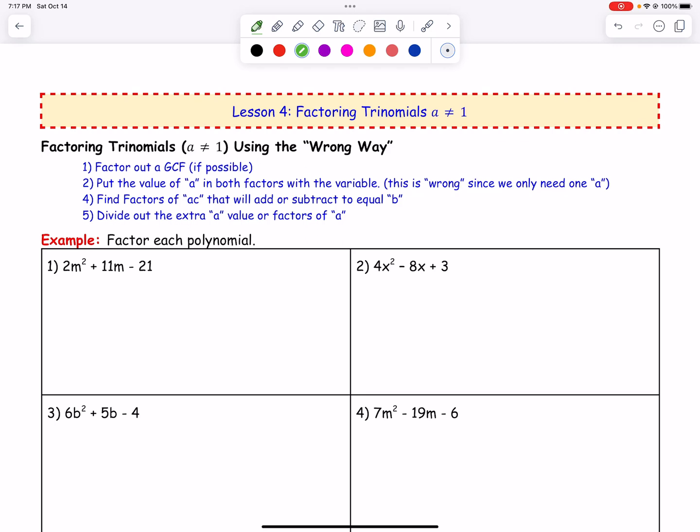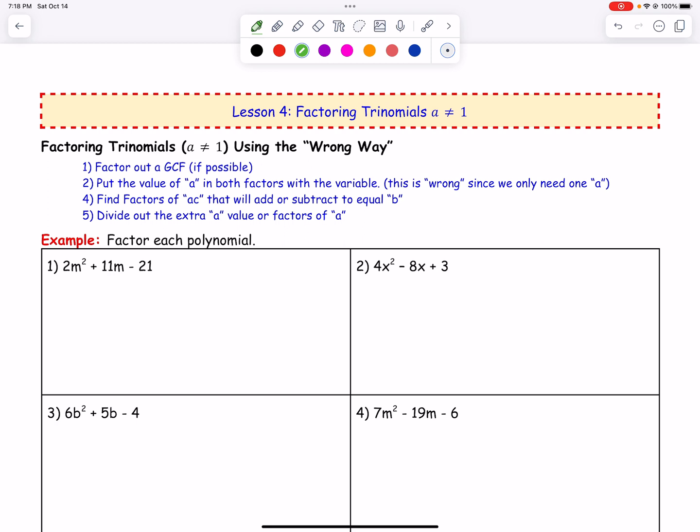In this video, we're going to factor trinomials where a is not equal to 1, and we're going to use something we call wrong way factoring. First, we're always going to look for greatest common factor, and then we're going to put the value of a in both of our factors with the variable. And this is something that is wrong since we only need one value of a. So by the time we're finished, we'll just divide out the extra value of a.